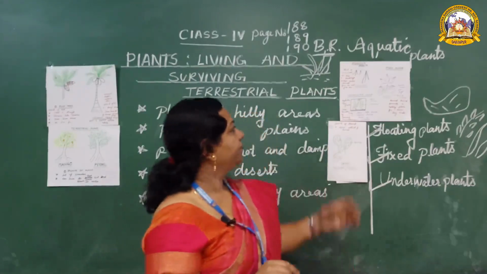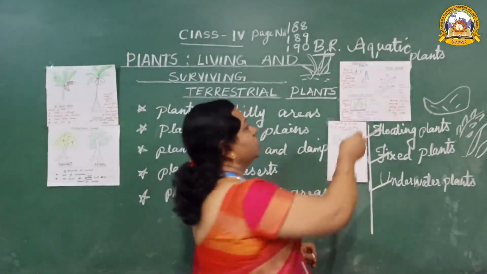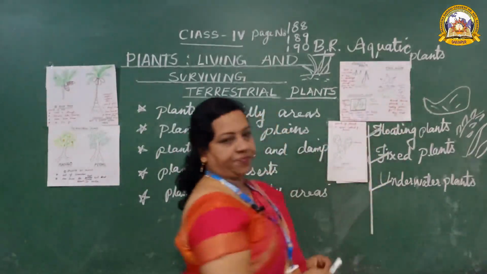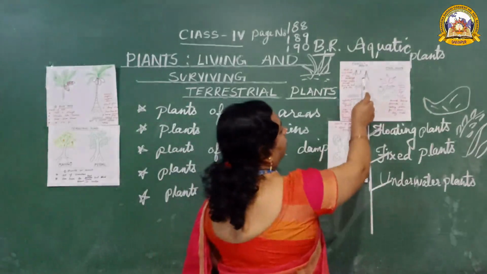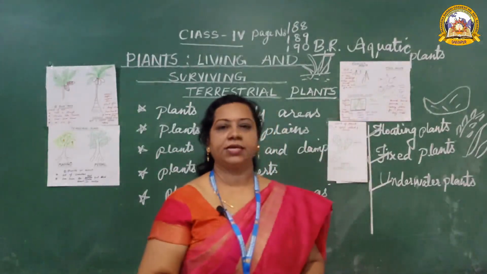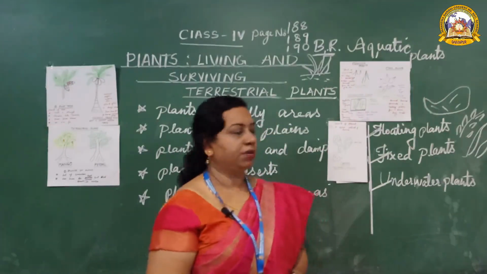Then we go to the aquatic plants. There are 3 categories: floating, fixed, and underwater. Floating, we have discussed. These are the floating plants. They are very small in size and they protect the small animals, tiny birds.